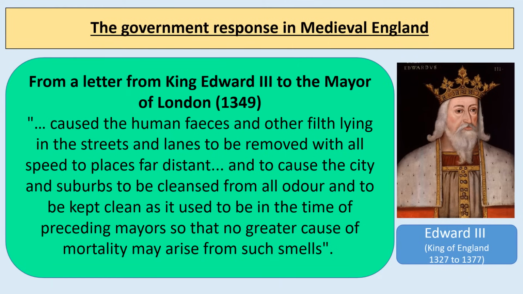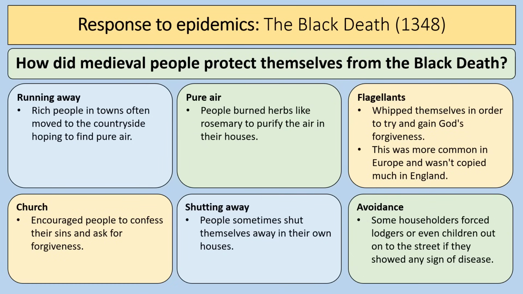So it's a great source, that, and really gives us that focus that people believe that bad smells cause disease, the miasma, of course. So what did medieval people do? Well, most people during the Black Death epidemic were relying on their own selves to protect themselves from the Black Death. They couldn't really rely on the government, so some people ran away, and some people sought pure air, so they would burn herbs like rosemary to purify the air in their houses, or go around with a pocket full of flowers, for example. They might, for example, burn candles to try and create nicer smells.